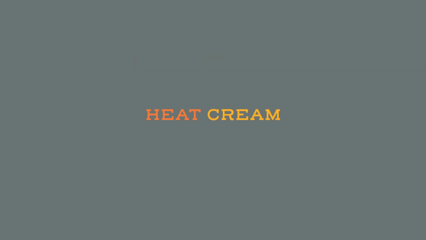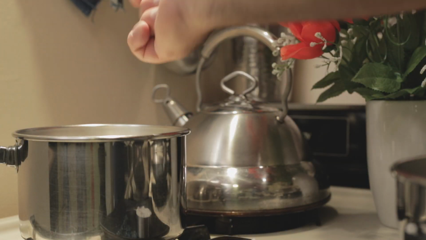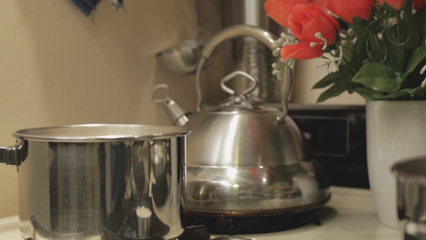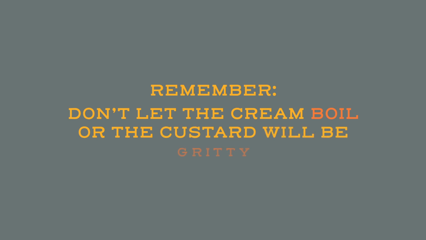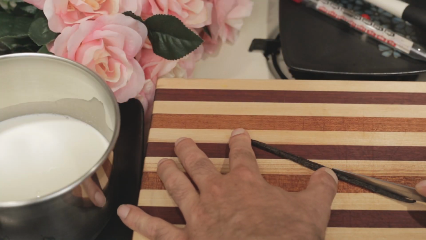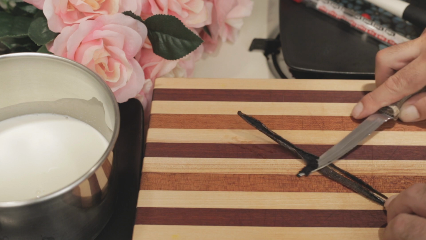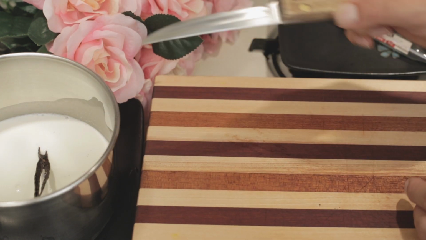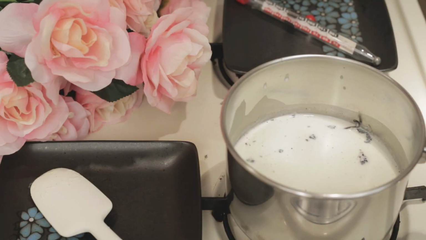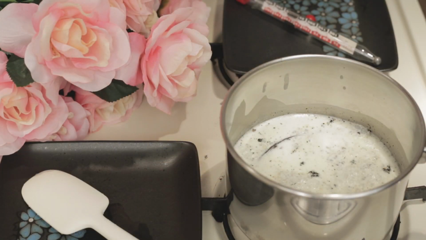Heat cream. Add salt to cream if using. Set over low flame. Remember, don't let the cream boil or the custard will be gritty. For the ultimate in flavor, use a real vanilla bean instead of vanilla extract. Slice the bean lengthwise. Scrape out the seeds and put them in the cream. Add the bean to the cream. Steep over low heat for 15 to 20 minutes.